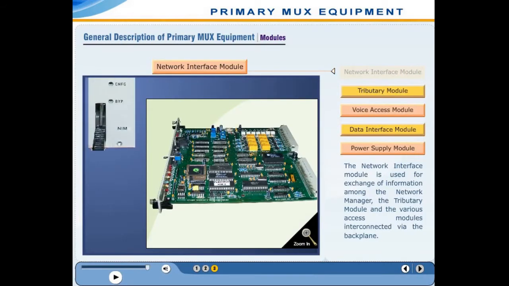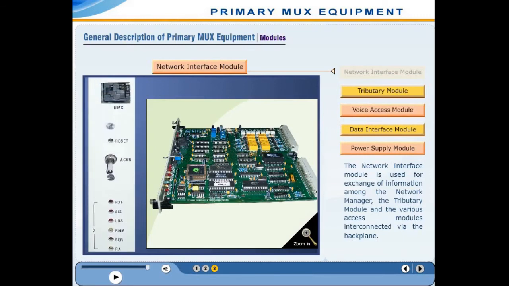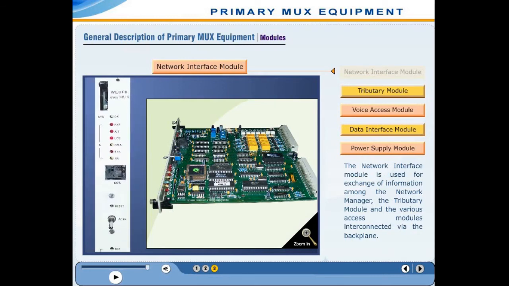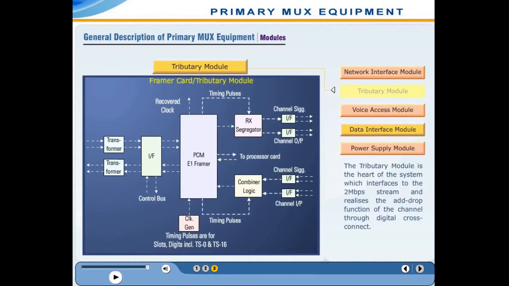Network interface module. The network interface module is used for exchange of information among the network manager, the tributary module, and the various access modules interconnected via the backplane. The tributary module is the heart of the system, which interfaces to the 2 megabits per second stream and realizes the add-drop function of the channel through digital cross-connect.